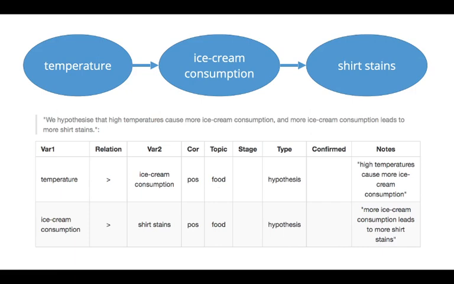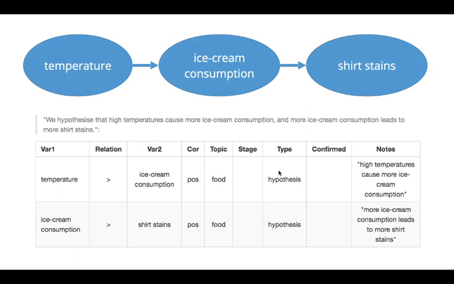The format of Shield is just a very simple tabular format. So each row in the database codes a causal connection between two variables. So given this causal graph between temperature, ice cream consumption, and shirt stains, the first connection here can be represented by the first line. So I'm saying the first variable is temperature. There's a causal relation. You can have different types of causal relation. This is just a basic one. Temperature affects ice cream. There's a positive correlation between these two variables.